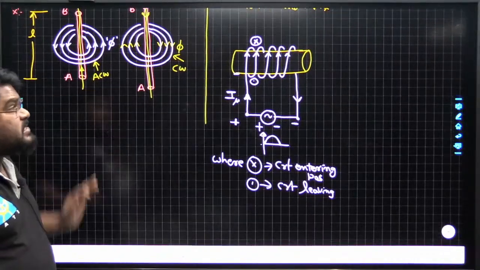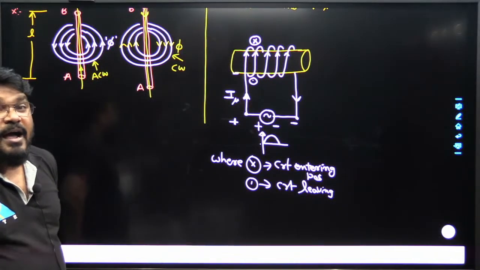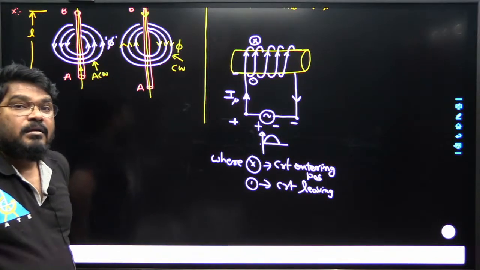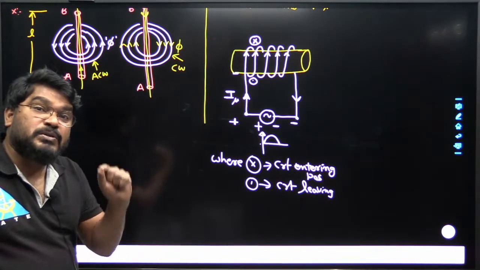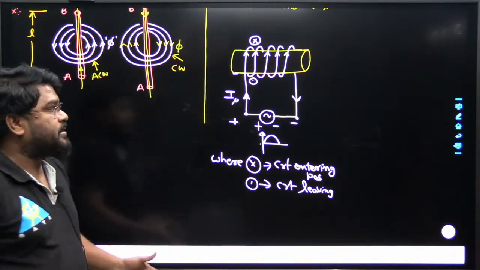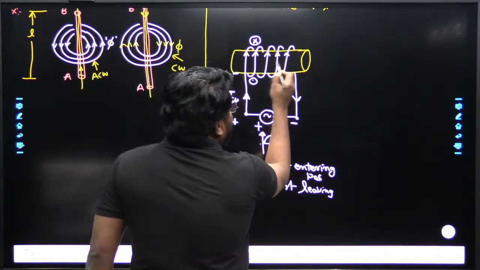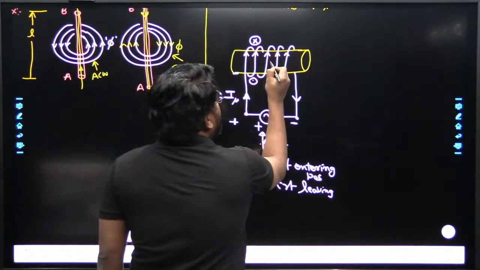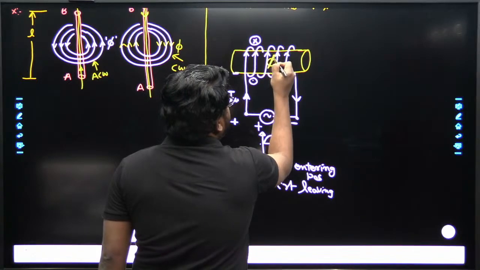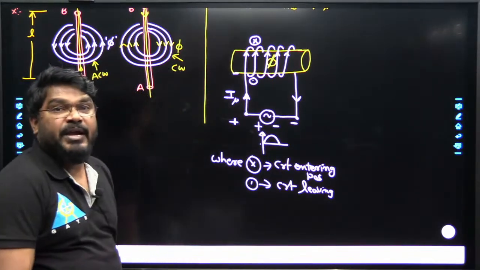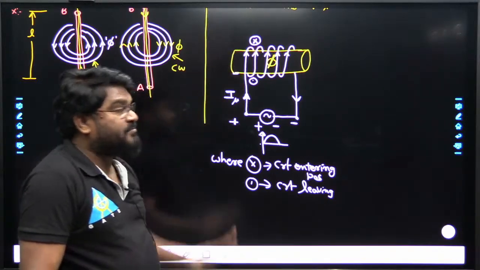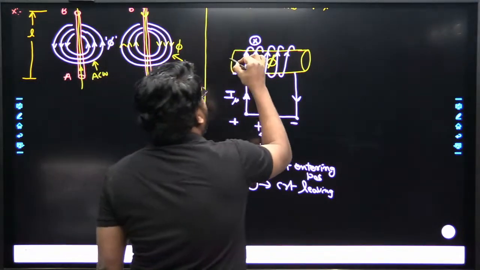Under this condition, what will happen? According to Ampere's law, what is Ampere's law? A current carrying conductor produces a magnetic field around it. So how do we find the direction of this magnetic field? A current carrying conductor produces a magnetic field around it.